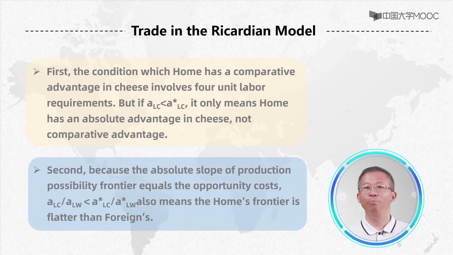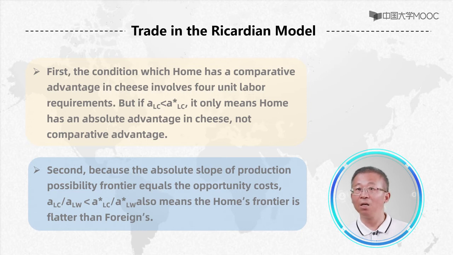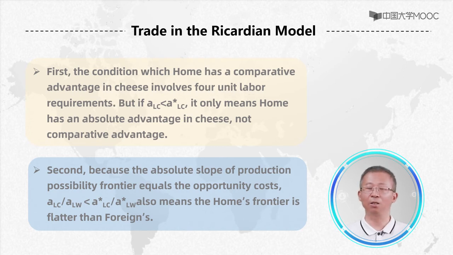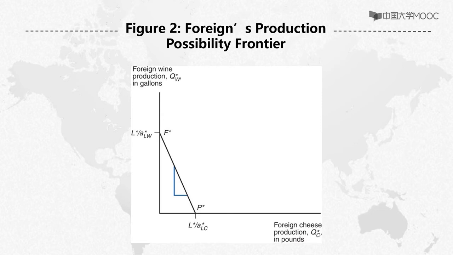Second, because the absolute slope of a production possibility frontier equals the opportunity cost, aLC over aLW being less than aLC star over aLW star also means the home's frontier is flatter than foreign's. Look at figure 2.